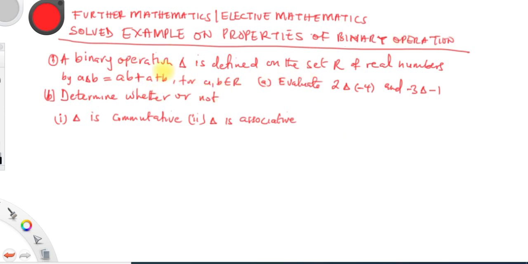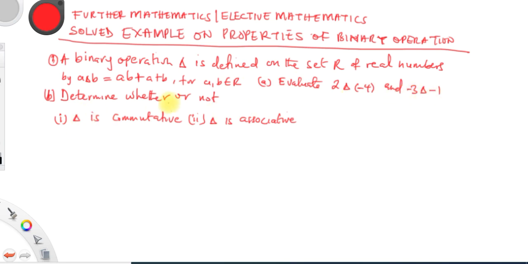Okay, so guys, this is a continuation of our series of lessons on binary operations. This is further mathematics or elective mathematics. We are looking at an example on properties of binary operations. The question says a binary operation triangle is defined on the set R of real numbers by A triangle B is equal to AB, or A times B, plus A plus B, for A, B belonging to the set of real numbers. We are supposed to evaluate 2 triangle negative 4 and negative 3 triangle negative 1.